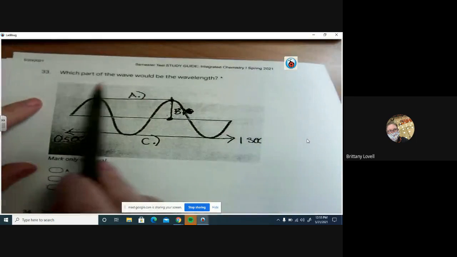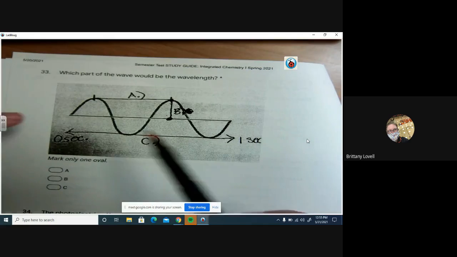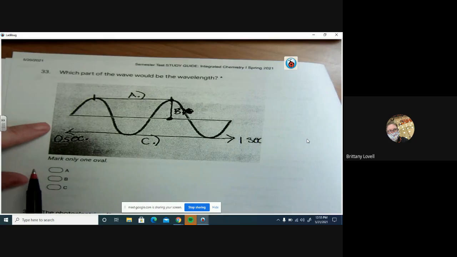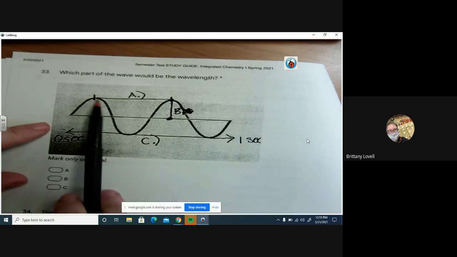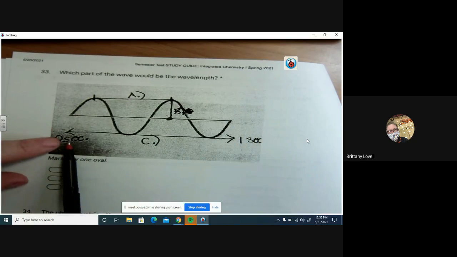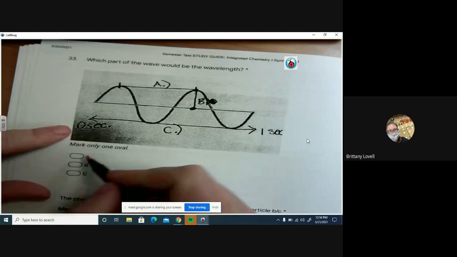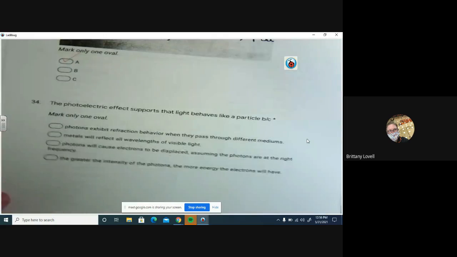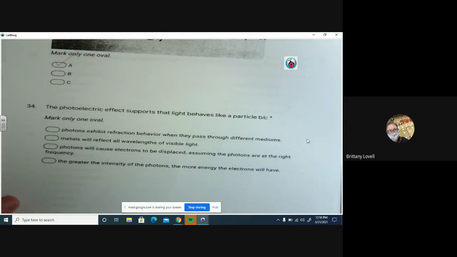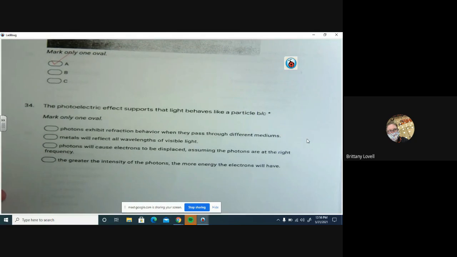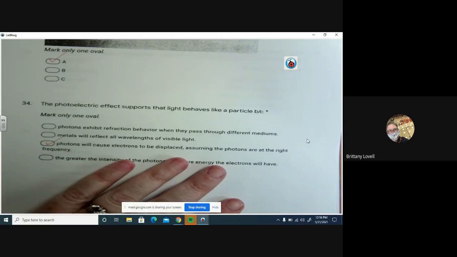33, which part would be the wavelength? The wavelength measures the length of a wave, so from crest to crest or trough to trough. So it's definitely not going to be B. Letter C is measuring cycles per second, so this is frequency and this would be wavelength. So A is your best choice. 34, the photoelectric effect supports that light behaves like a particle, because if you read through all these, photons will cause electrons to be displaced, assuming the photons are at the right frequency. This is your best choice. That's why we know it behaves like a particle.